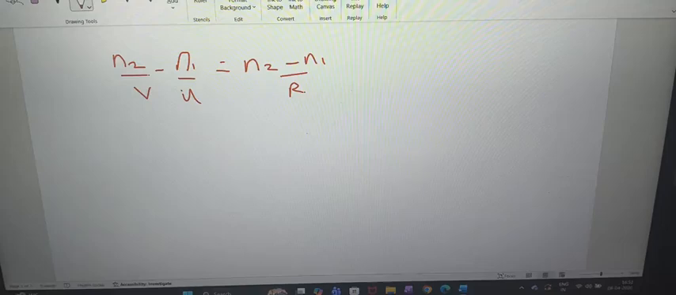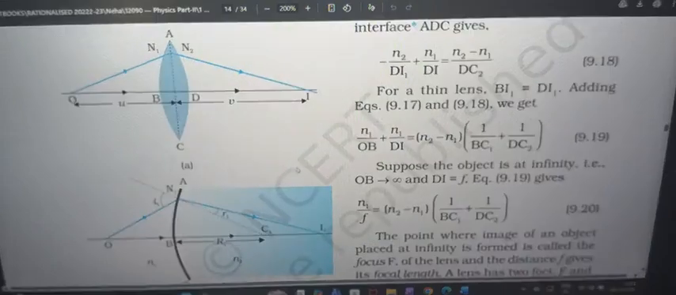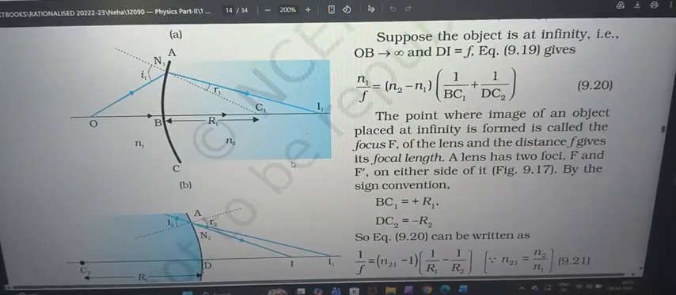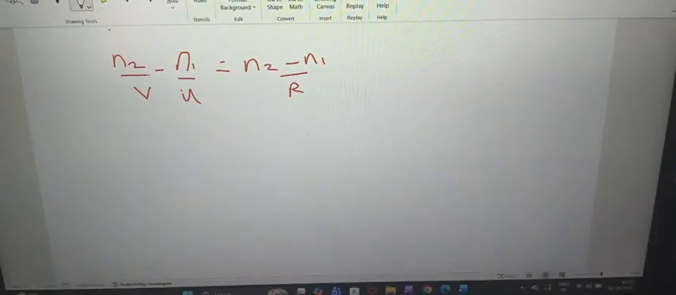N2 divided by V minus N1 divided by U is equal to N2 minus N1 divided by R. So for the first surface, let us apply this. For the first surface, what is the image distance? It is BI1. Here is the image, so we can write it as BI1. So instead of V, we can put BI1.